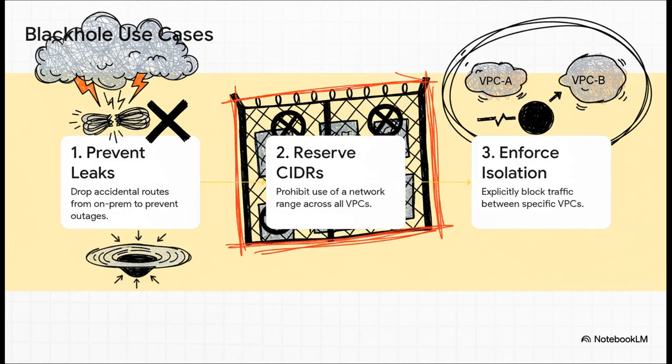You never want VPC A talking to VPC B? Just create routes that point them to a Blackhole. It's clean, simple, and incredibly effective.